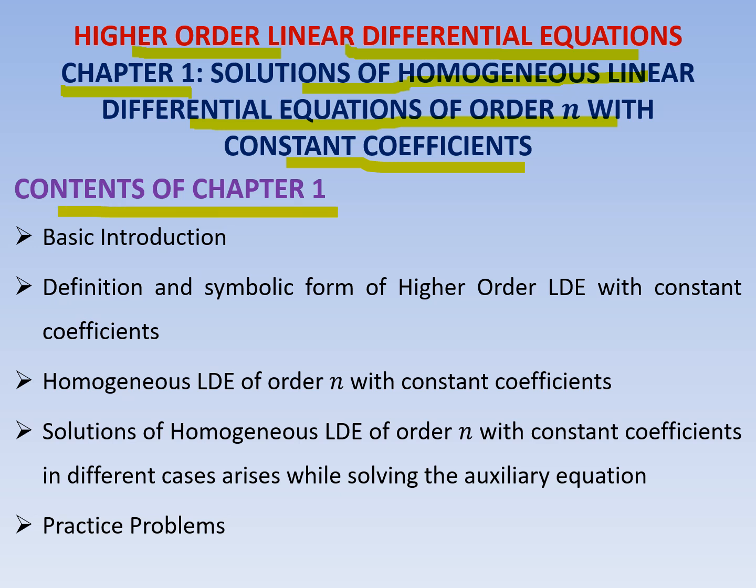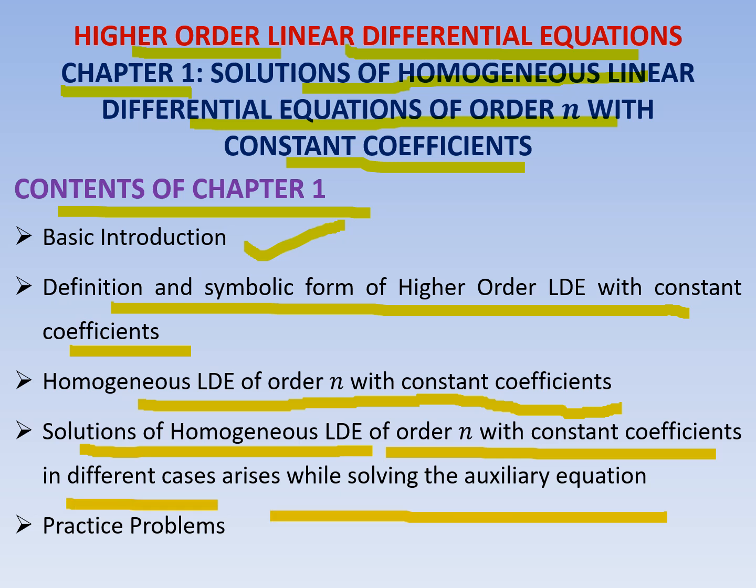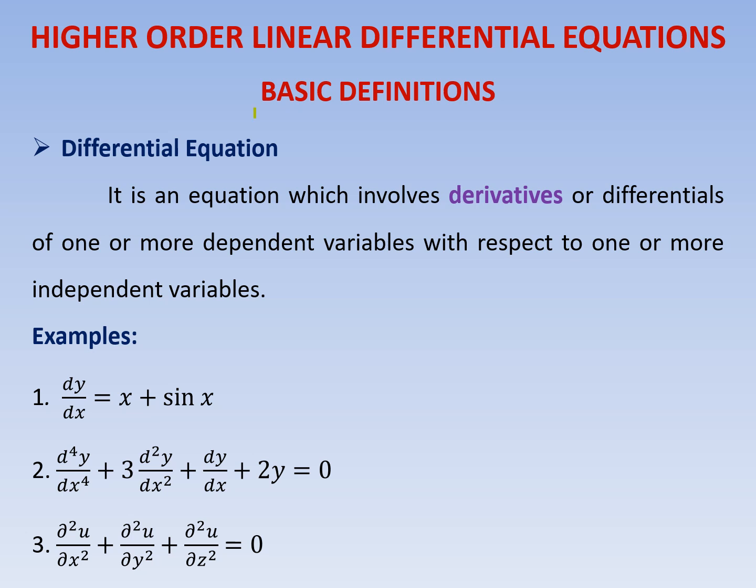The contents of this first chapter are basic introduction, next definition and symbolic form of higher order linear differential equations with constant coefficients. Next, learn about homogeneous linear differential equations of order n with constant coefficients, and find solutions of homogeneous linear differential equations of order n with constant coefficients in different cases that arise while solving the auxiliary equation. And finally, some practice problems are given for learners to practice. Let's begin this chapter with some basic definitions and their examples.